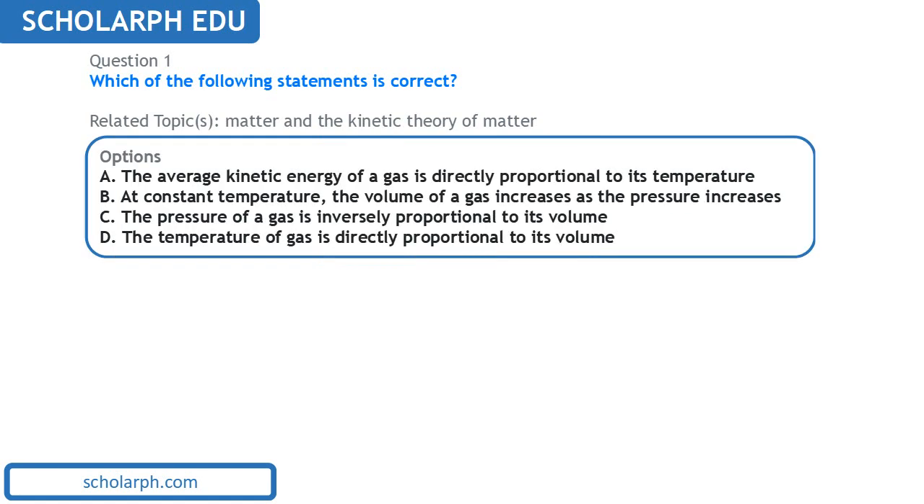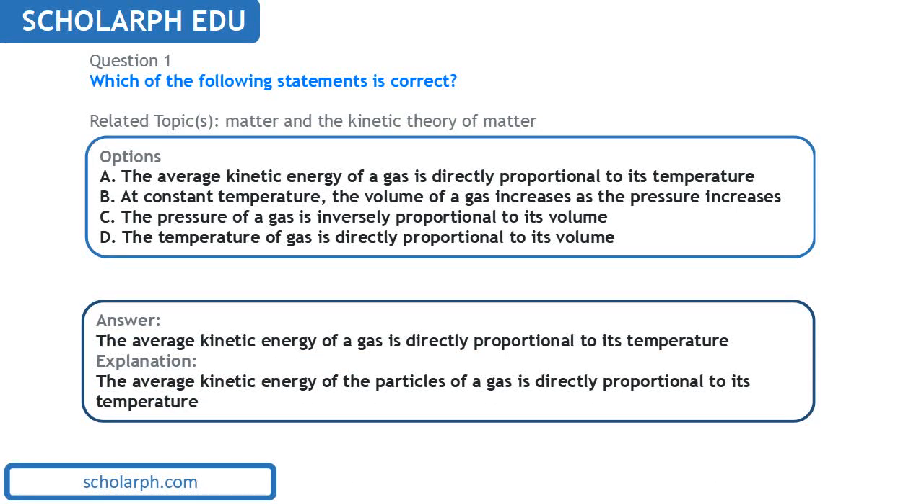The first question here is on matter. Which of the following statements is correct? That is the first statement. The average kinetic energy of a gas is directly proportional to its temperature. What this implies is that the greater the temperature of a body, the greater the average kinetic energy of the particles of that body.